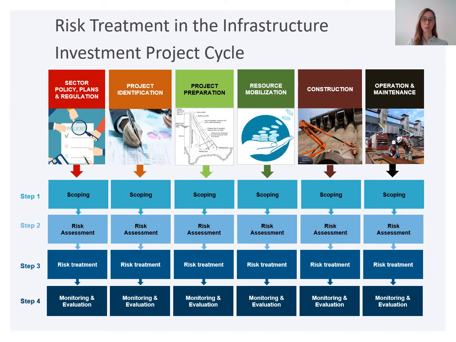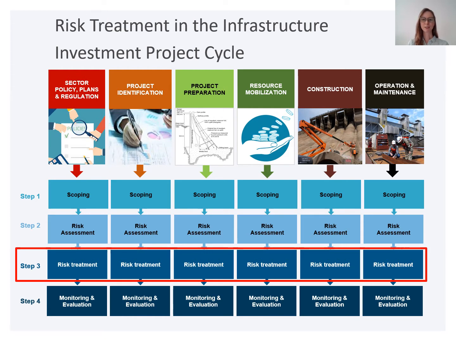Now you've seen this figure before. We're looking at the infrastructure investment project cycle and all of its phases, and you'll see down below there are each of the 4 climate proofing steps. Right now we're talking specifically about the risk treatment step. So let's look at how risk treatment looks different in each of these project cycle phases.